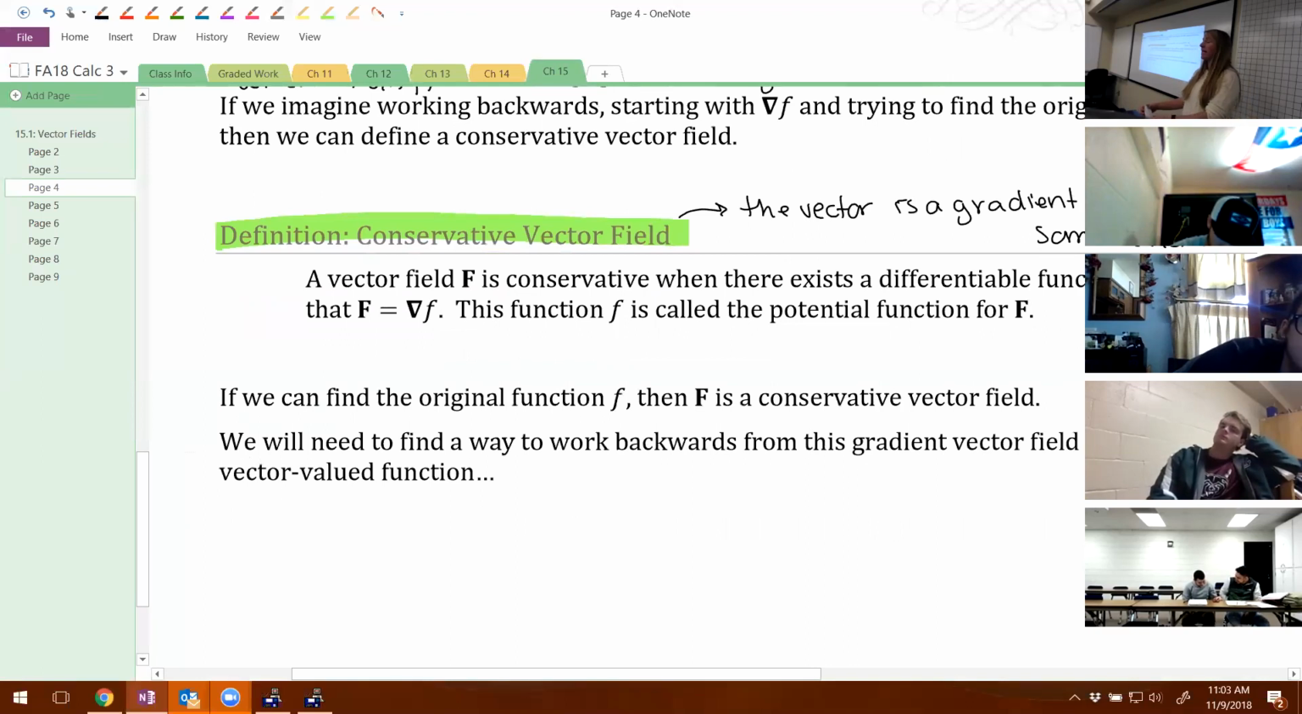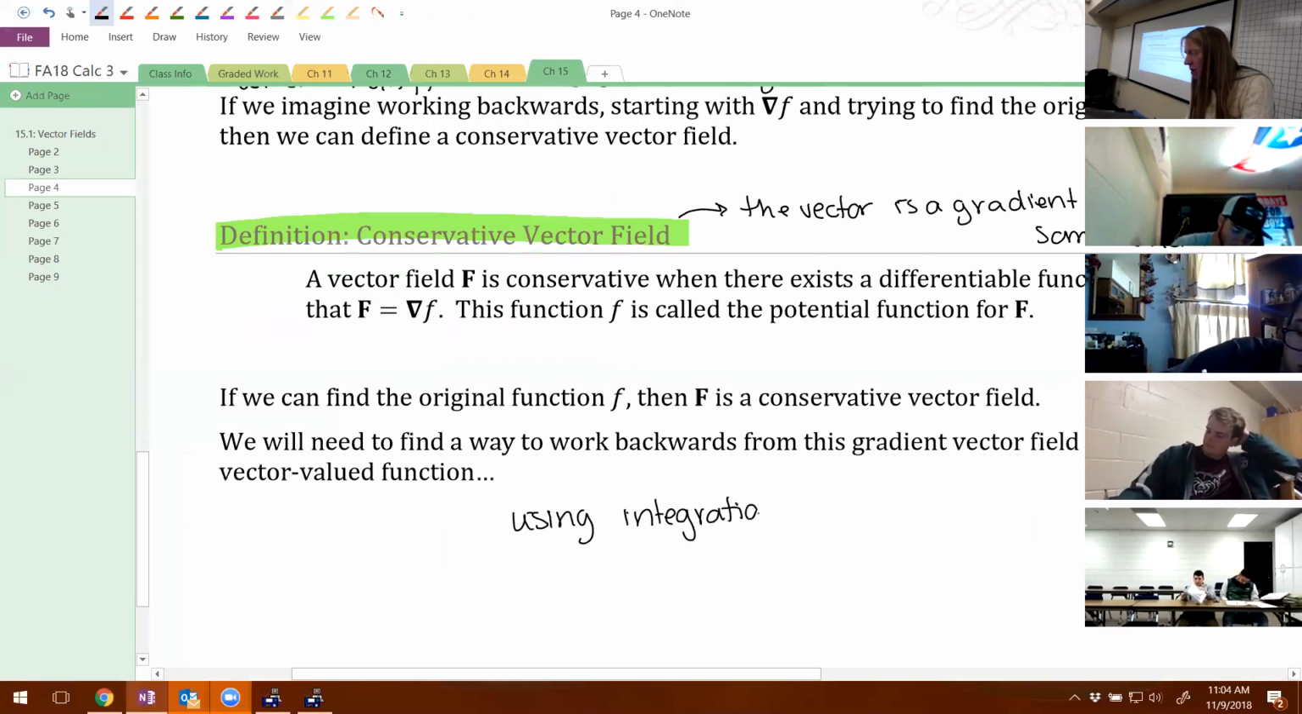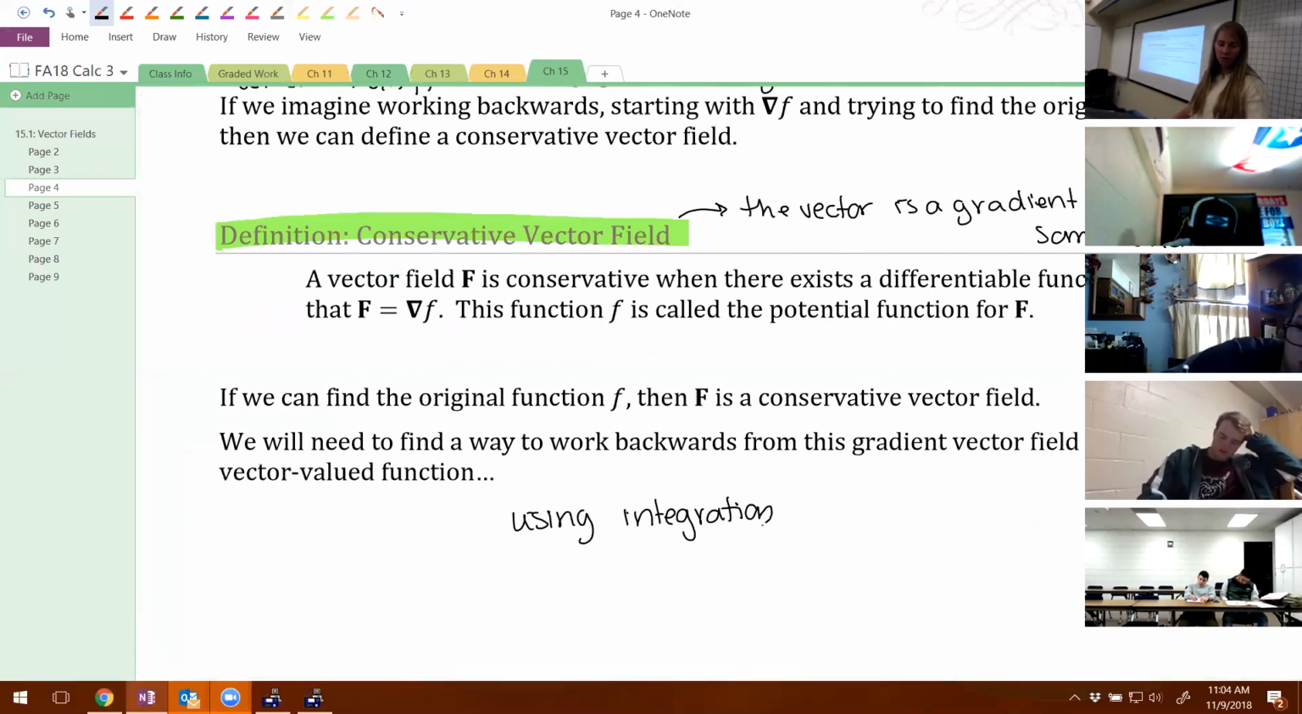If the vector field is a gradient, its components are partial derivatives, so we're going to undo that process. We'll come back to these in a minute. The way we're going to work backwards is using integration. This is probably the closest we get to partial integration that we ever cover. It's not called partial integration, but it's the same idea. We're just going to undo that partial derivative piece.